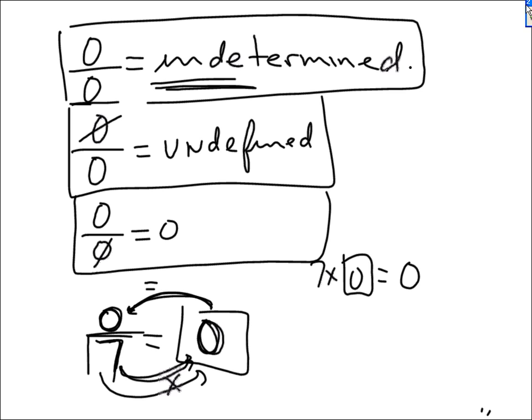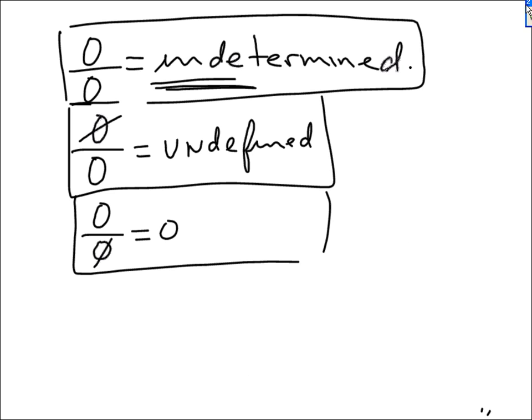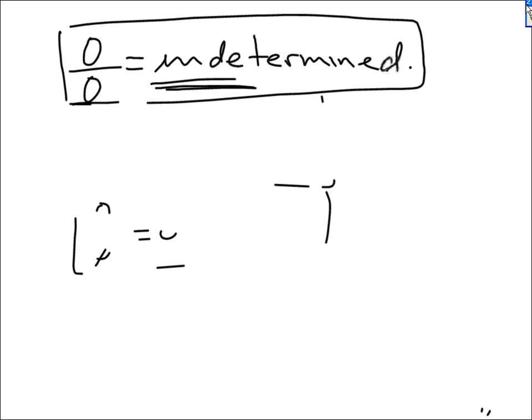You should know those three. For this section, you really need to know the top one. You must know the top one. 0 over 0 is not 0. It's not 1. It's nonsense. It's indeterminate. It's so many answers that we have to say we don't know which one it is.